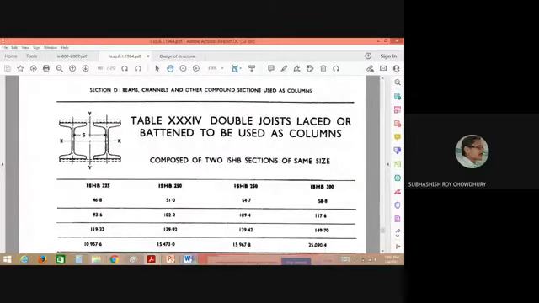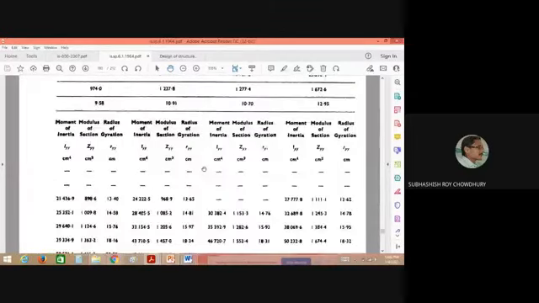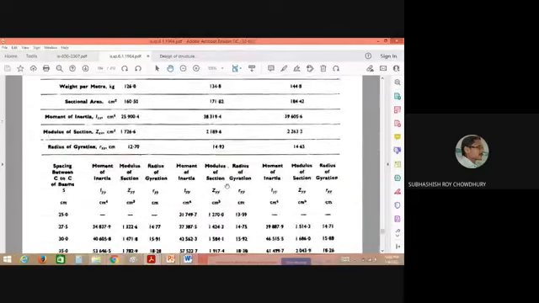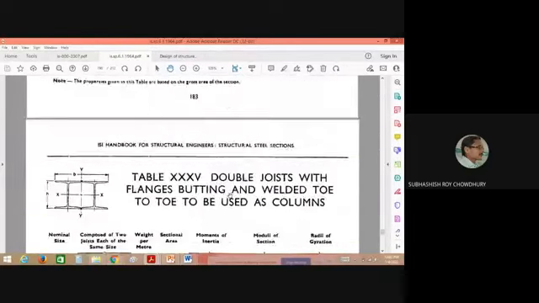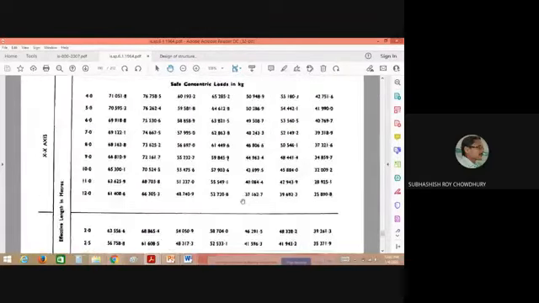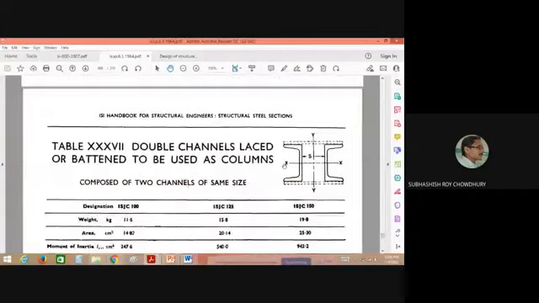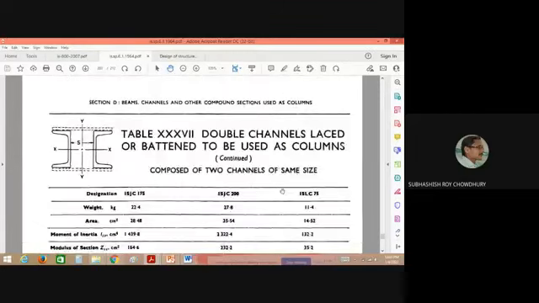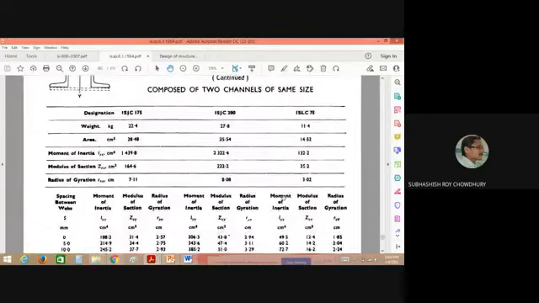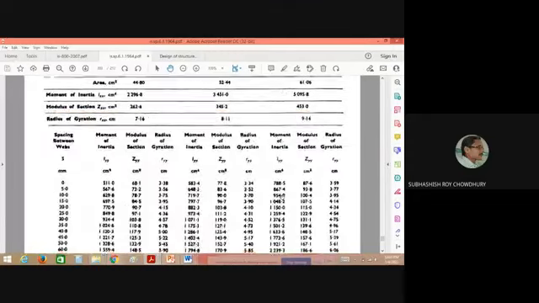Compound column is part of the syllabus, so the compound column may be formed in this way. This is the combination of I sections. There may also be a combination of channel sections, back to back. It may also be toe to toe, front to front, but this one is back to back. So this is the compound column section that we will try to discuss in this particular class.